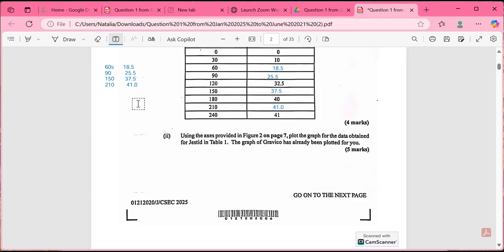Just take a picture of the table. No, that's fine.